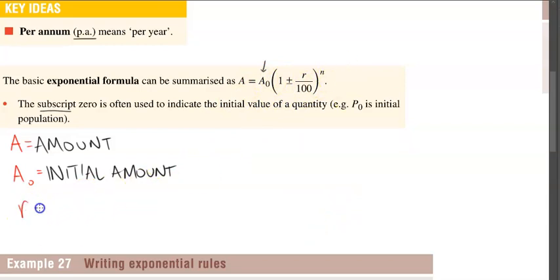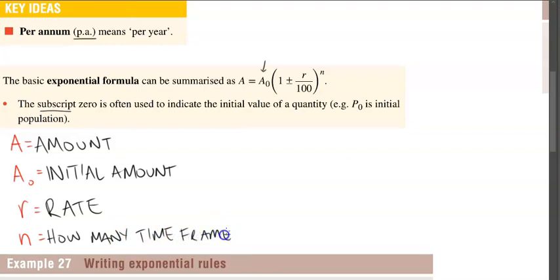The R is considered the rate, and is generally given as a percentage within a question. And this rate is always going to be over 100. And then the N, sometimes denoted as the letter T, means time frame. The N just stands for how many time frames, generally given in years. Sometimes it could be a certain amount of months or days. It just depends on the context of the question.